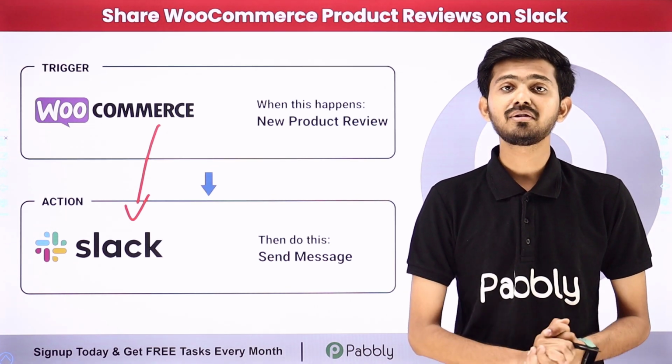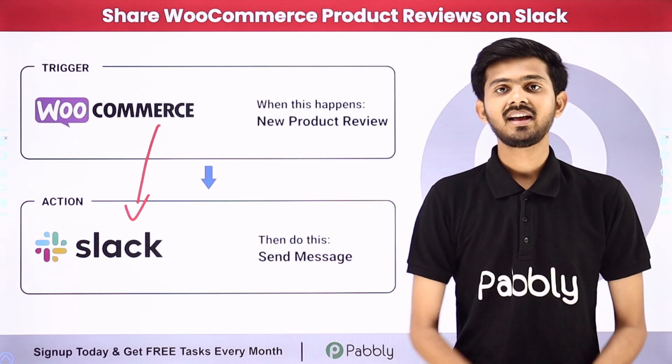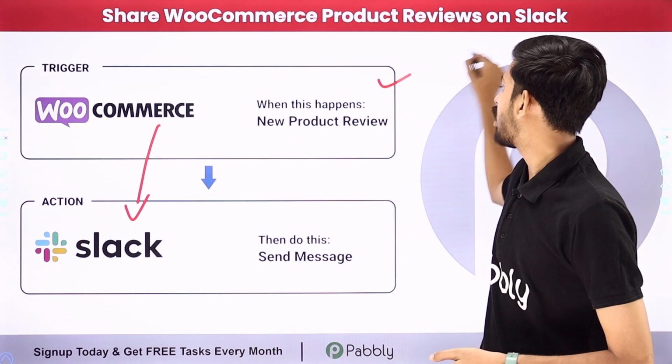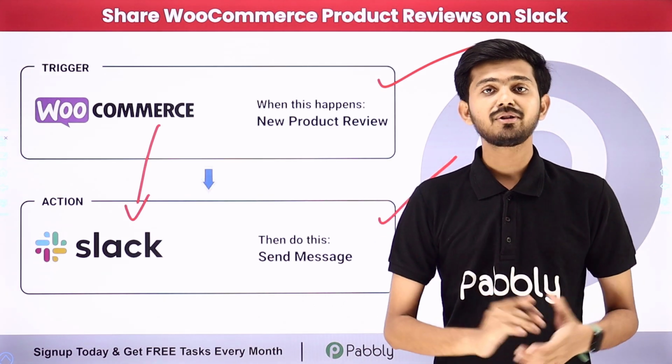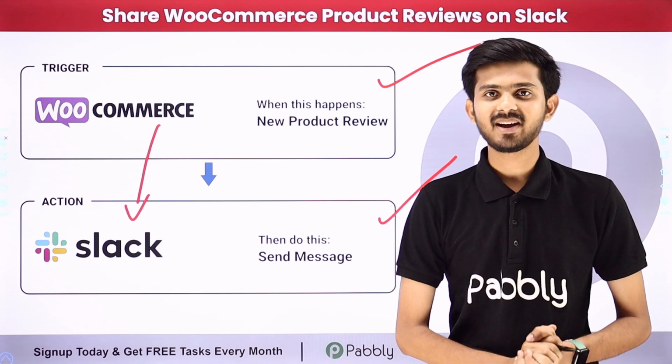In Pabbly Connect, I need to use the concept of trigger and action. In the trigger application, I'm going to use WooCommerce. In the action application, I'm going to use Slack. So how am I going to build this connection? For that, let me take you to my computer screen.